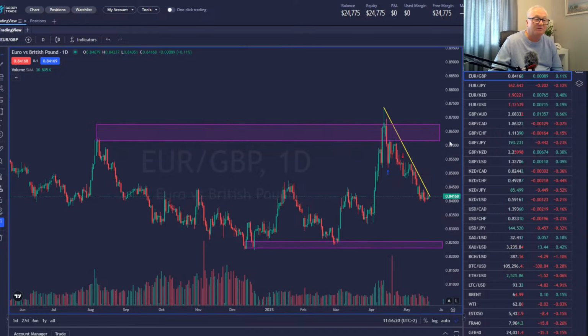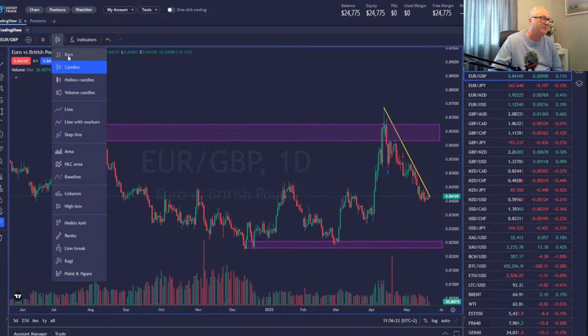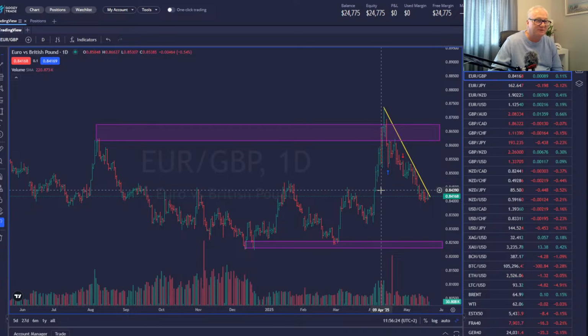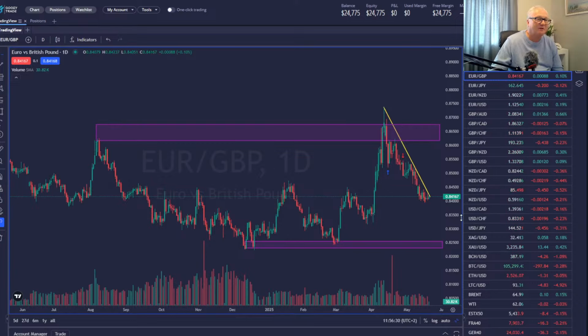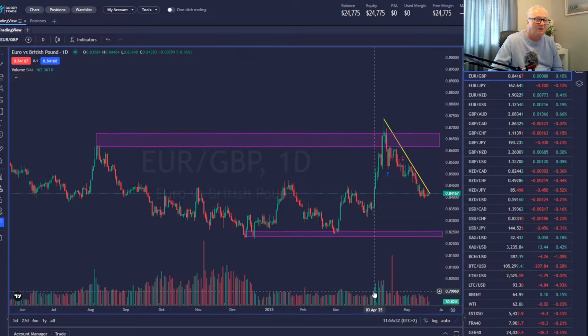Some people trade with bars. Now, if you guys know how to trade with bars, ooh, interesting little thing. I'm not going to confuse you with that. Not at all. We're not going to go there. But yeah, candles are much easier. There's one trader that only trades with bars. Ooh. But yeah, there you go.